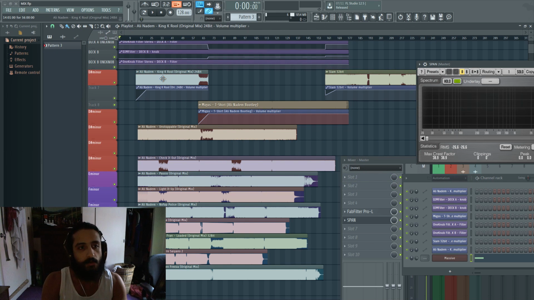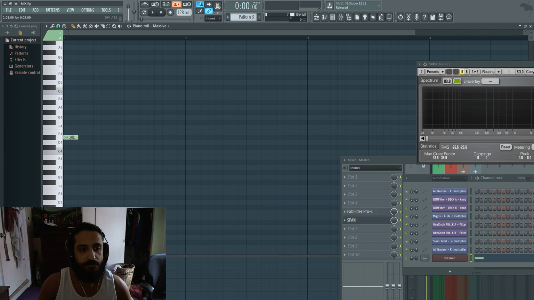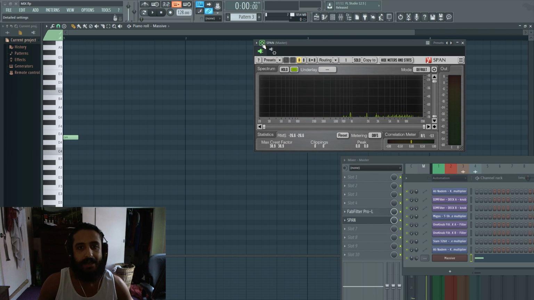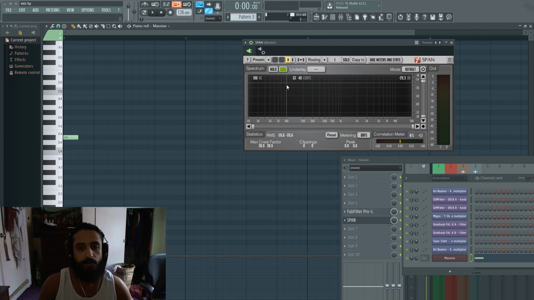So King K Rool again, D sharp. So the lowest note for King K Rool is going to be this one here. This is a massive patch, and I have Voxengo SPAN here to show you how low, or when it is too low. So when is it too low? Let's see.